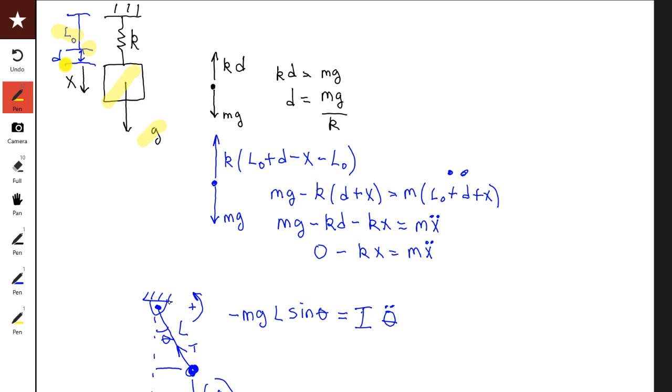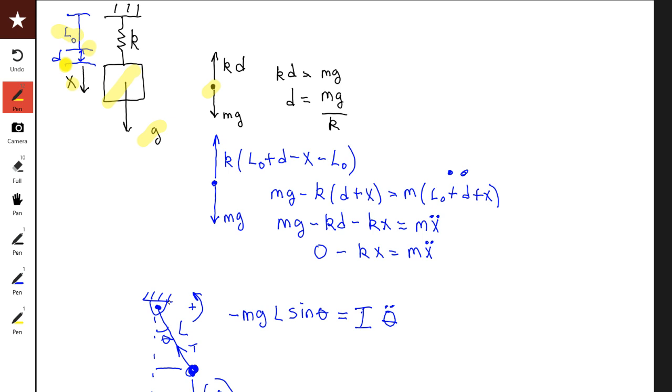And then from then, I'm going to measure where the mass is by this variable x. And x is going to be 0 if the top of the mass happens to be at the line of the static equilibrium point. So then what I do is I'm going to draw a free body diagram of the mass when it's at rest.